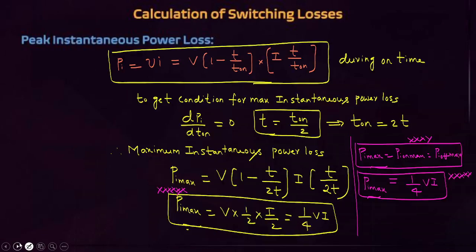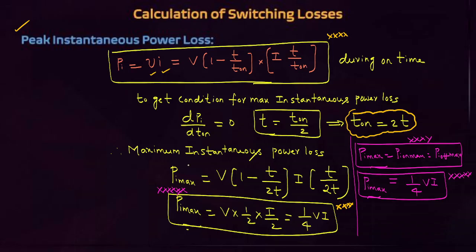Based on this concept, there is one more important point you have to remember here. What is the peak instantaneous power loss? Instantaneous power loss is nothing but instantaneous voltage into instantaneous current. This gives the instantaneous power. What is the condition for peak instantaneous power loss? This is the condition for peak instantaneous power loss. Then what is the formula for peak instantaneous power loss? The peak instantaneous power loss equals 1 by 4 into V. This also you have to concentrate on.